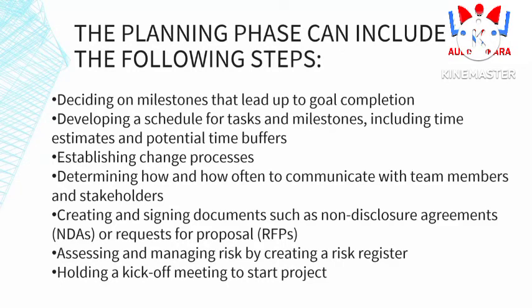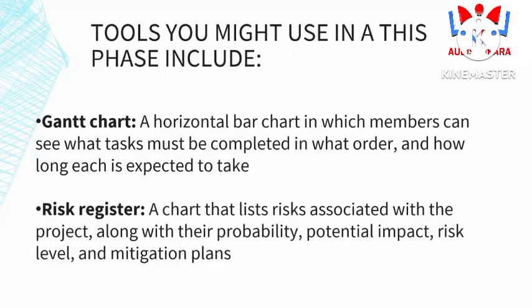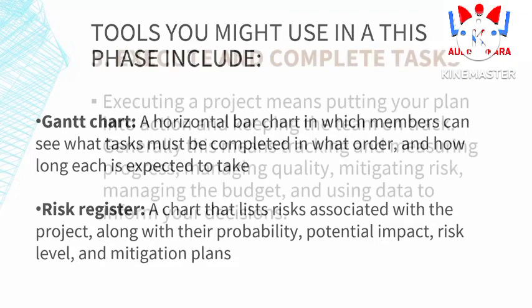What steps can we follow in the planning phase? Firstly, we can establish the change processes and determine how and how often we communicate with the team members, create and sign off documents, and lead to goal completion. We can use some tools to get a clear-cut idea about the project for the team members and the stakeholders. We can use a risk register to acknowledge the risks in the project for the stakeholders and also for team members.